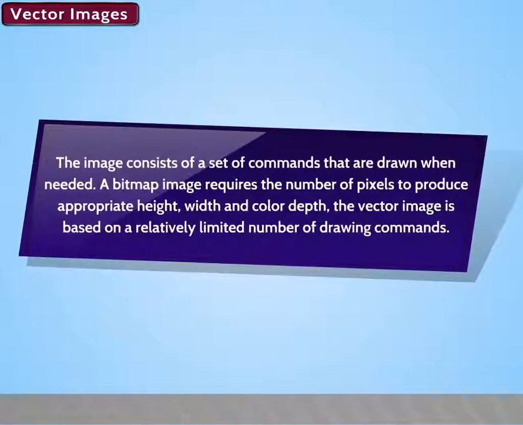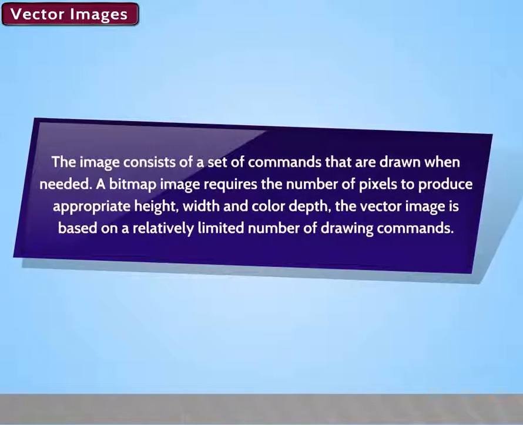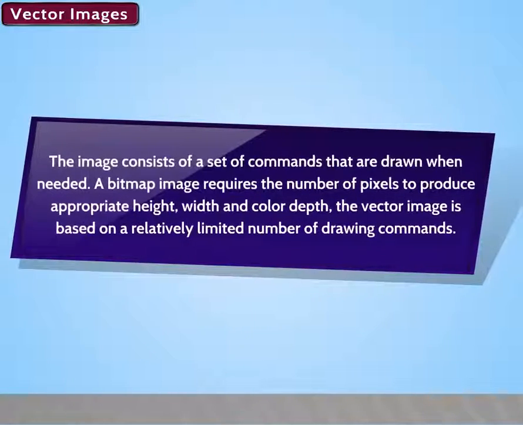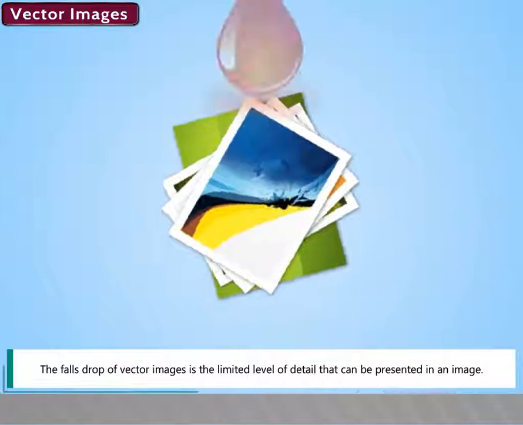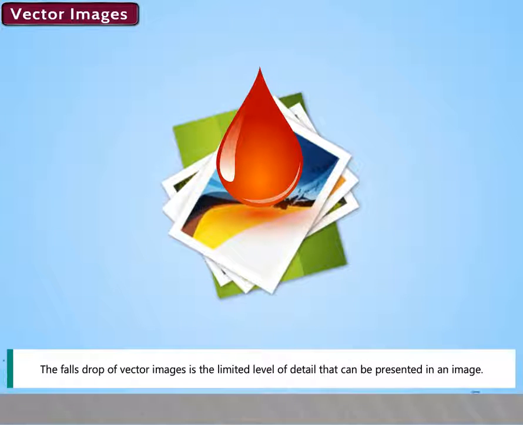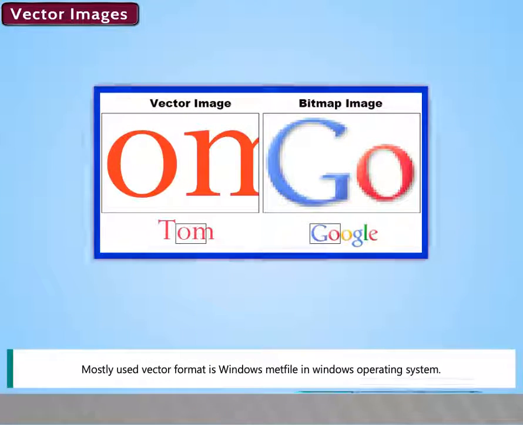The image consists of a set of commands that are drawn when needed. A bitmap image requires the number of pixels to produce appropriate height, width, and color depth. The vector image is based on a relatively limited number of drawing commands. The drawback of vector images is the limited level of detail that can be presented in an image. The most used vector format is the Windows MET file in the Windows operating system.